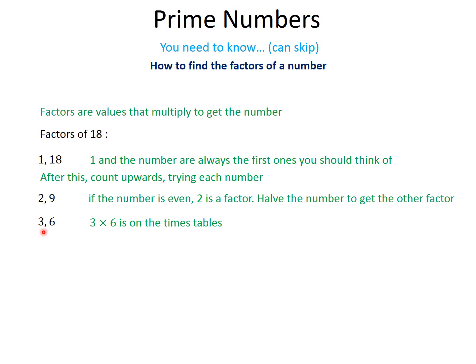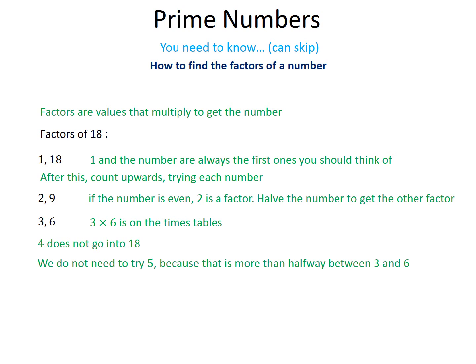And now we try 4. Does 4 go into 18? I'll look at the times tables. No, it's not there. And I don't actually need to try 5 because 5 is more than halfway between 3 and 6. But if I did try 5, I'd find out that it's not on my times tables. 18 is not on my 5 times tables. So there's all the factors of 18, 6 of them.